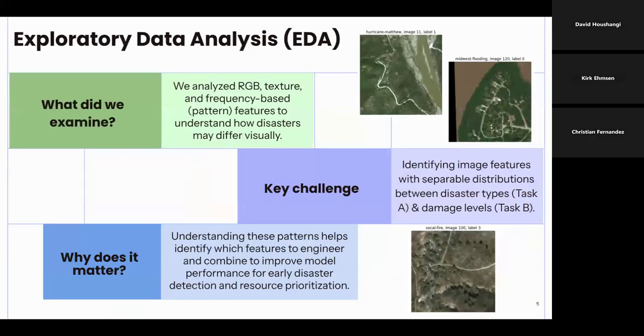In our EDA, we focused on understanding what visual signals differentiate disasters in satellite images. We examined RGB color distribution, texture patterns, and frequency-based features to see how flooding, fires, and hurricane damage manifest differently. The key challenge here was finding features whose distributions are separable. For example, features that clearly distinguish fire from flood in Task A, or separate minor damage from major damage in Task B. Next.